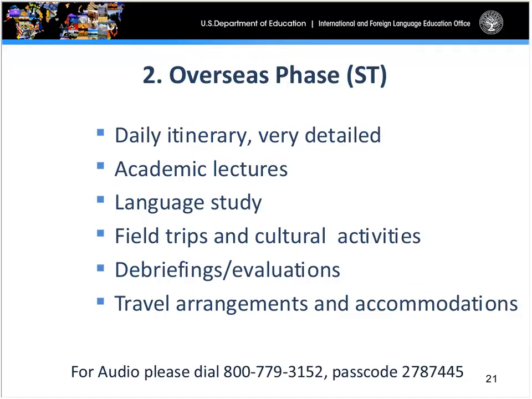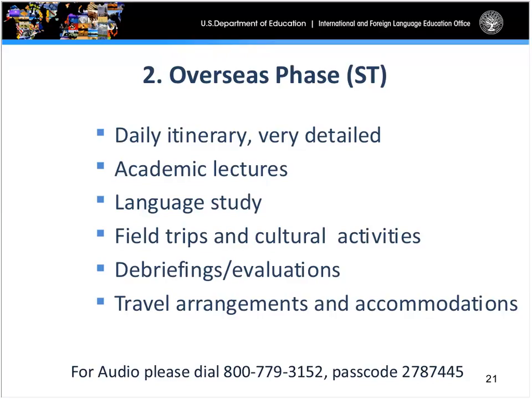Okay, so the next phase is the overseas phase. This is the actual trip, right? This is you going to the host country and having the experiences, the cultural component, the language component, the area studies component, of course. And so here you want to have a very detailed itinerary of what you're planning on doing. It won't be enough to say you're going to go and then you're going to figure it out and see what comes. There is a lot of money that is being asked, and so the reviewers are going to want to see how you plan on spending that money.